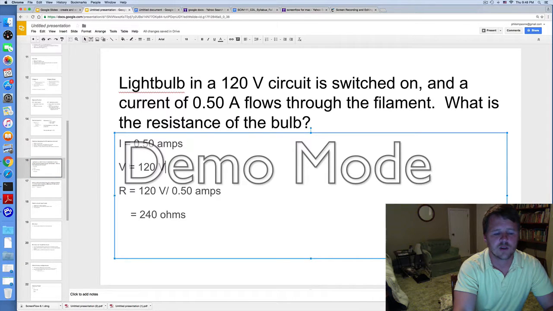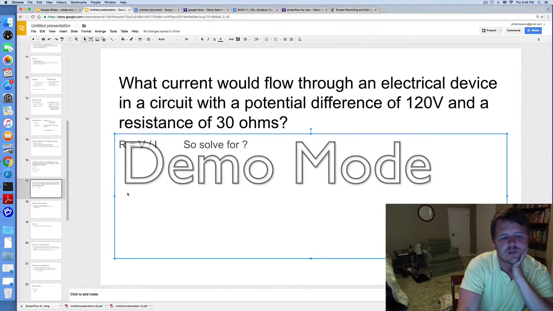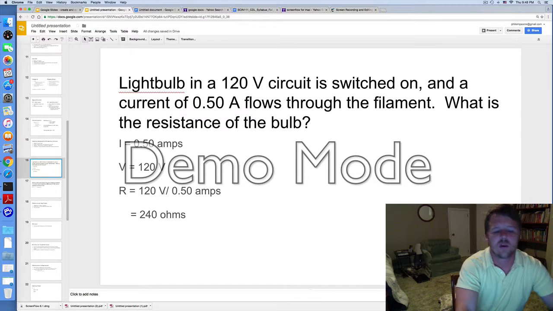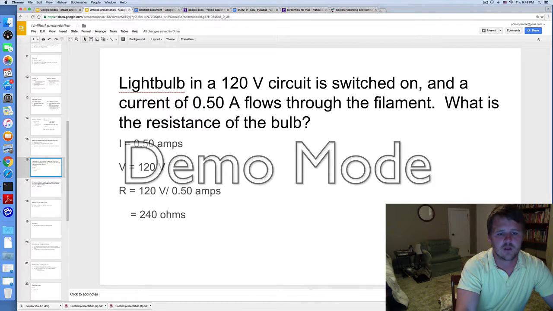So we have our volts here, 120 volts. We have our amps, our current, which is half an amp. So resistance equals 120 volts divided by half an amp. Did you see how I did that? I had volt divided by current here, so volt divided by amp. And I had 120 volts and half an amp. That would equal 240 ohms, because volt divided by amp is an ohm. I like saying that word, ohm.